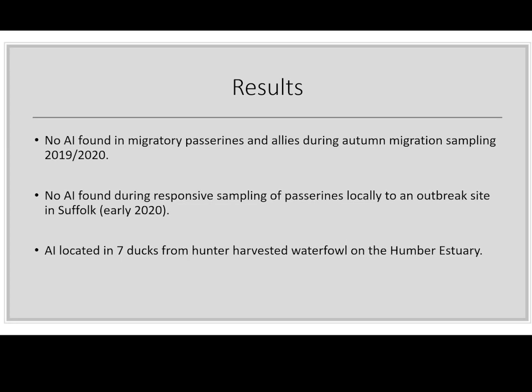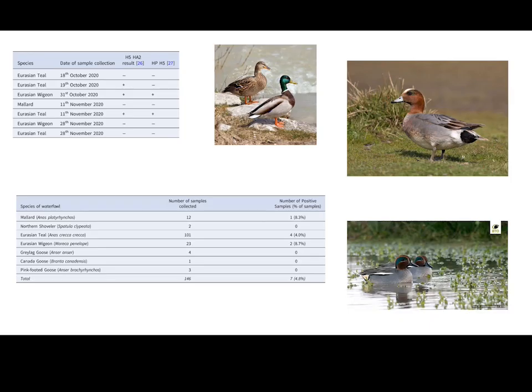So 7 ducks came back as positive. Of the 7 different species that were sampled, there were 7 ducks of 3 species that came back as positive. So we have teal, widgeon, and mallard. The samples were tested for avian influenza presence. So that's 7 positives there.